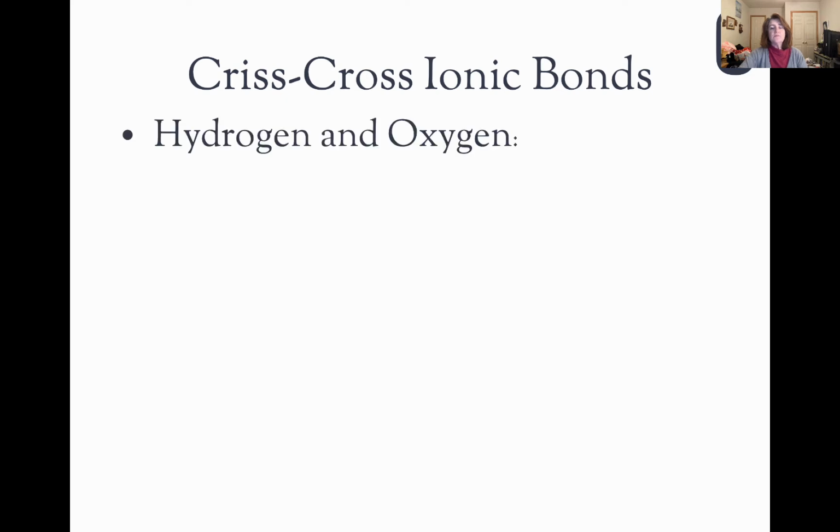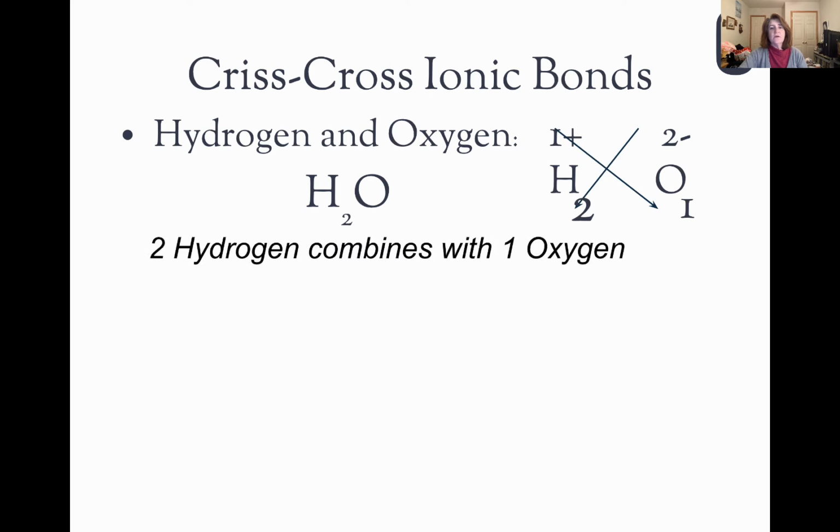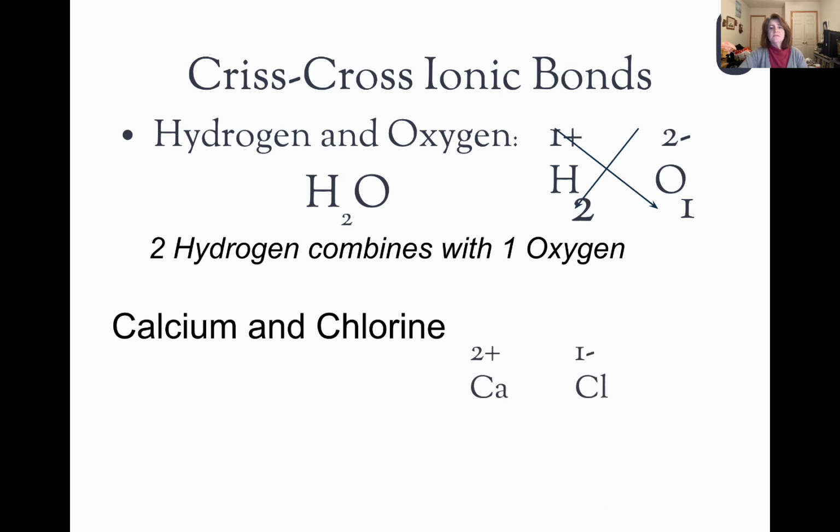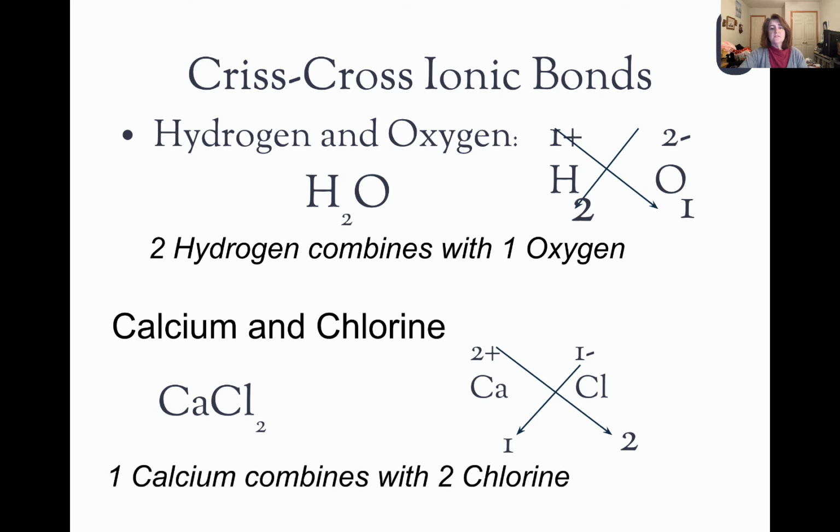Crisscross bonding, remember, is where the oxidations drop down to the opposite element, the partner element. So hydrogen has a 1 positive, oxygen has a 2 negative. Those numbers will crisscross to become the subscripts and make H2O, 2 hydrogen with 1 oxygen. Calcium and chlorine: Ca is a 2 positive, Cl is a 1 negative. Those will crisscross to make CaCl2, 1 calcium combining with 2 chlorine.